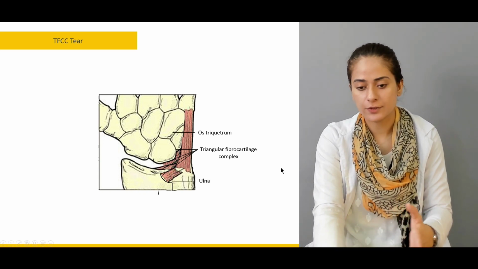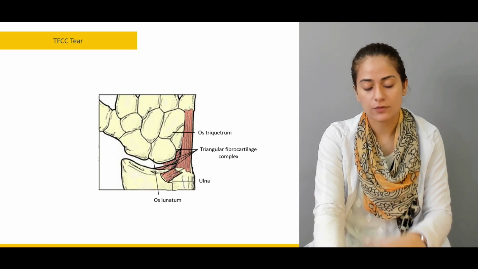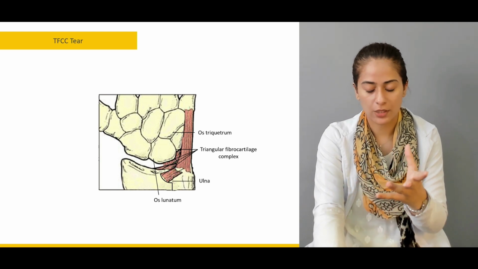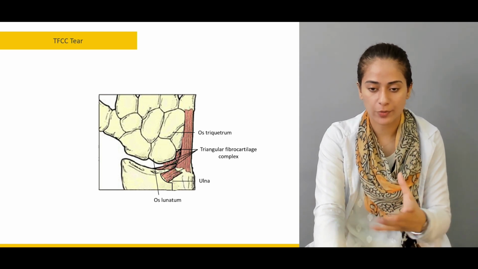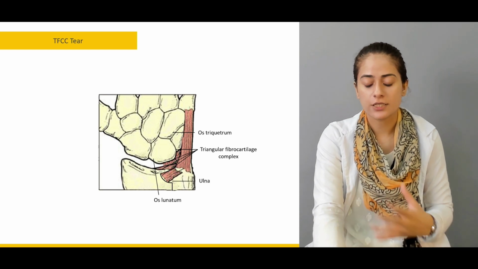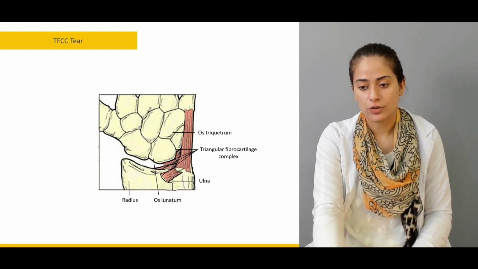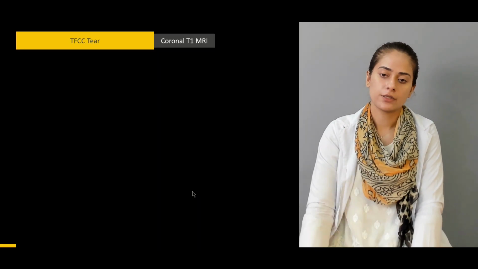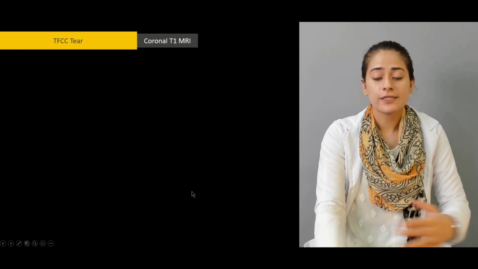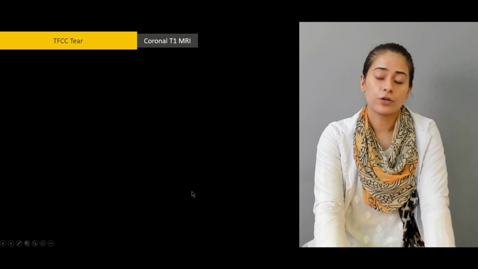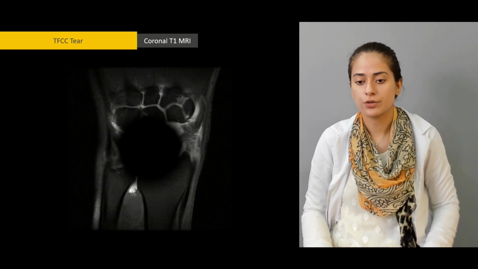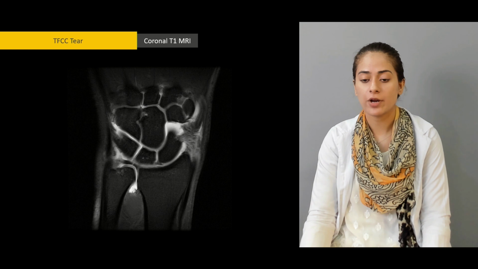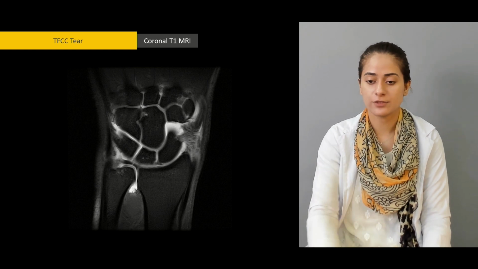So this is the ulna, obviously, and then we have the lunate, which is also forming the ulno-lunate ligament, also part of the TFC. And then we have the radius. So now we're going to see how that appears on an MRI. We're going to talk about a T1 MRI. This is a fat suppression.